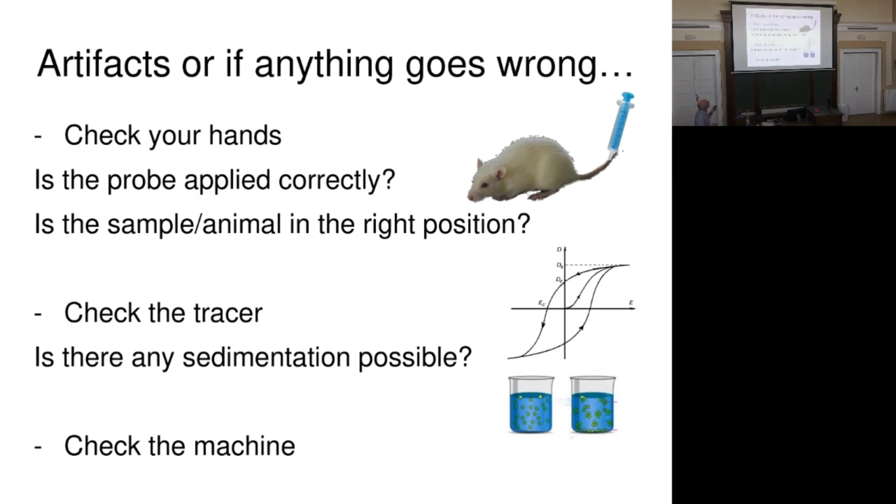So, and we are going to artifacts, or if anything goes wrong, you already experienced this also during the hands-on. So, first check your hands. If you work in vivo with animals, you should ask if the probe is applied correctly. This is usually the most common mistake. Then check whether the sample or the animal is really in the magnet where it should be.